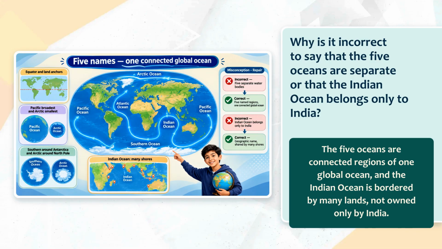The 5 oceans are connected regions of one global ocean, and the Indian Ocean is bordered by many lands, not owned only by India. The route and shore markers support both corrections. You are ready to locate, compare, and explain the 5 oceans using map evidence.